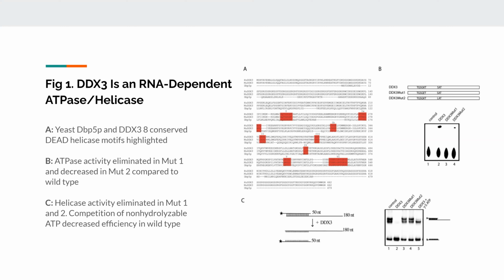Next, the researchers tested DDX3's ability to function as a helicase. The wild type and 2 mutants were incubated with double-stranded RNA. Results show that DDX3 unwound RNA duplex in an ATP-dependent manner, as seen in Figure 1C, lane 2, but was inhibited by competing amounts of non-hydrolyzable gamma-thio ATP in Figure 1C, lane 5. Both of the point mutations eliminated DDX3's RNA unwinding activity, as seen in Figure 1C, lanes 3 and 4. This shows that DDX3 is an energy-dependent RNA helicase.